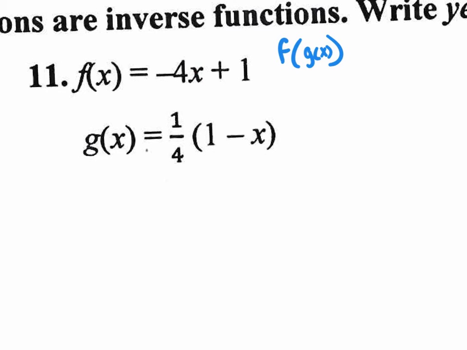Okay, so my f of x function is really a negative 4 times x plus 1. What am I going to plug in those parentheses? My g of x function. What is my g of x function? It's 1/4 times 1 minus x. Are you with me? Okay, so let's actually work this out.